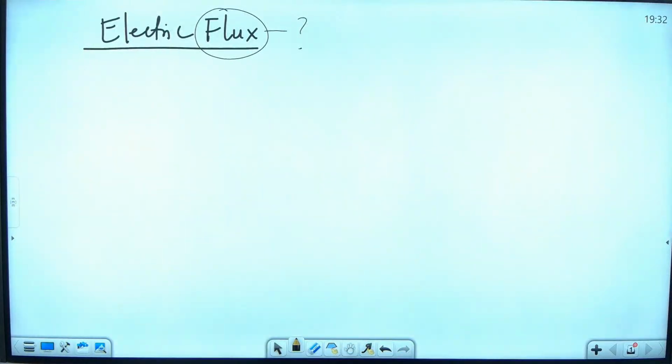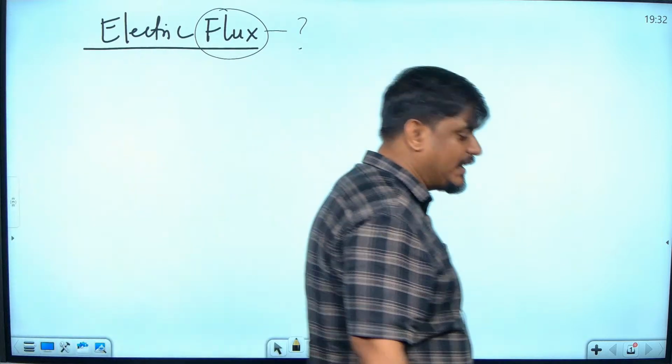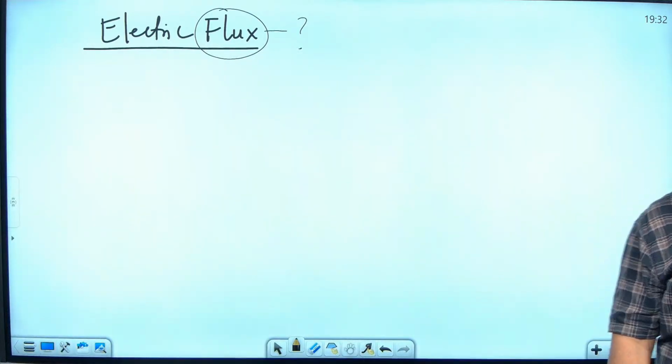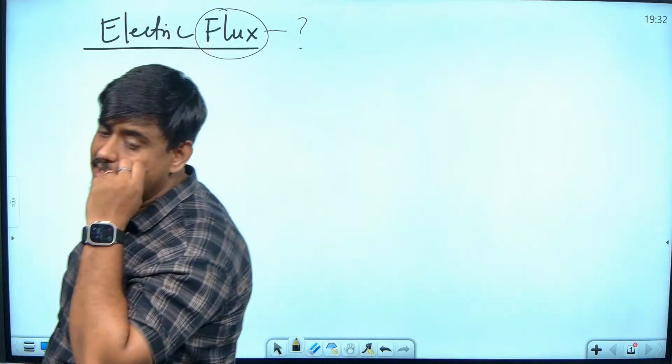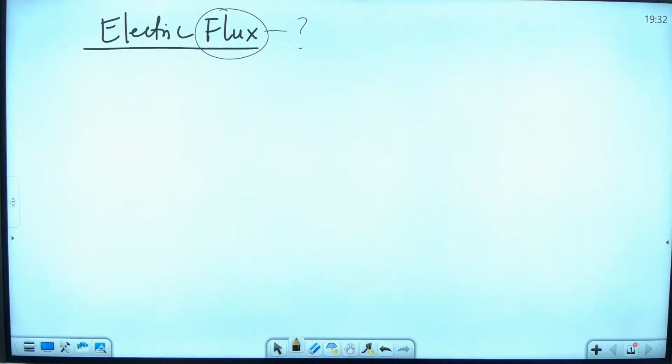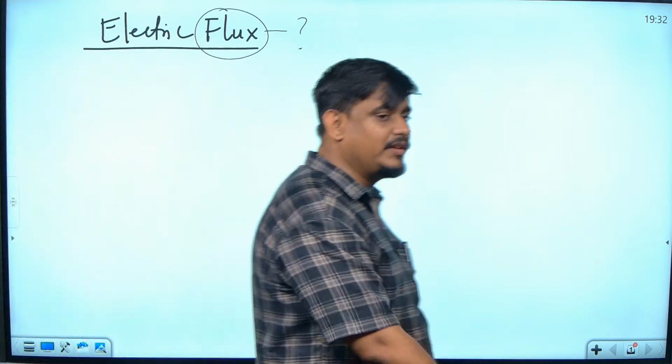It is the electric field lines, all of you please write. It is the electric field lines passing normally through a given area. Passing normally through a given area.